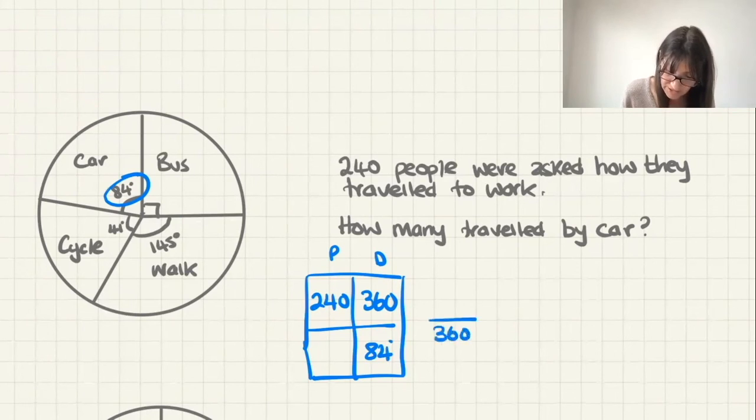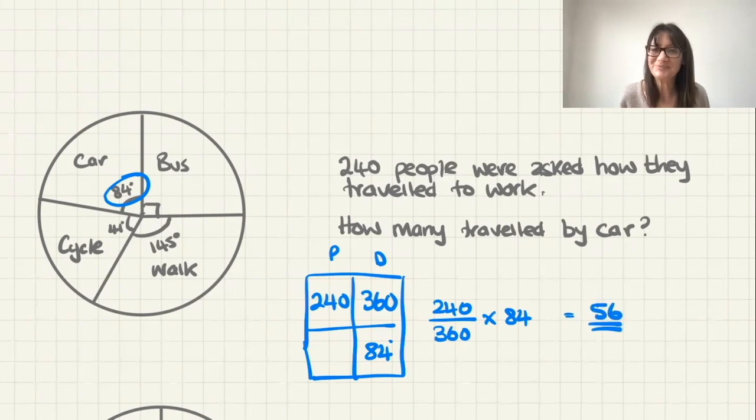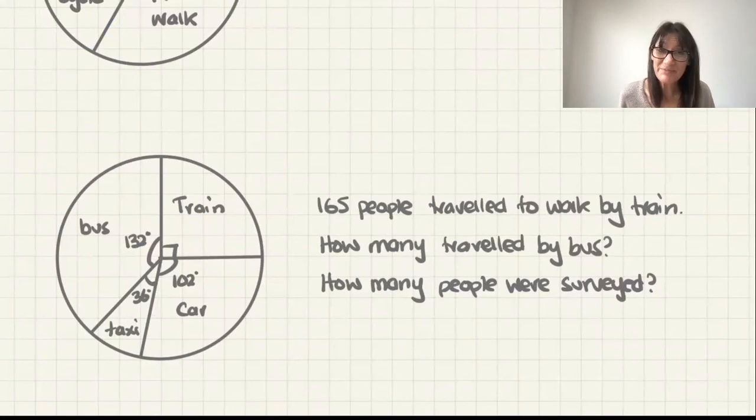360 is the track number. Set the rest of it up in the normal way, and then straight in the calculator with this. And I've got 56 people. So if you got that right, really well done. That 360 degree total is obviously invisible, isn't it? It's not in the question. So we do have to recall that fact in order for it all to fit together in that boxes and labels.